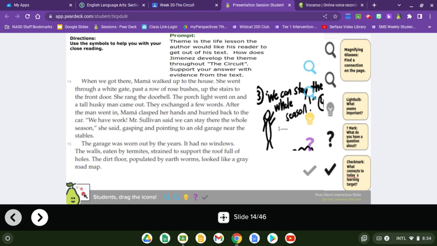"We have work. Mr. Sullivan said we can stay there the whole season," she said, gasping and pointing to an old garage near the stables. The garage was worn out by the years. It had no windows. The walls, eaten by termites, strained to support the roof full of holes, and the dirt floor, populated by earthworms, looked like a gray road map. Take a moment, please, to annotate this page.